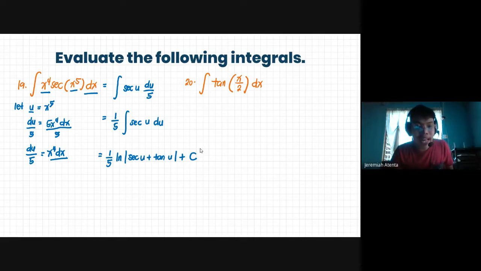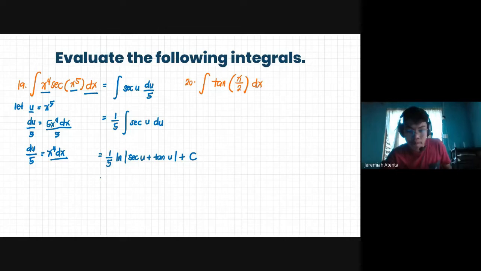Now, is it our final answer? Take note, the integral is in terms of x. The variable here is x, and we have here u. So we need to replace this one by x. Okay? So dapat babalik siya sa original. And what is u? U is equal to x to the power of 5.